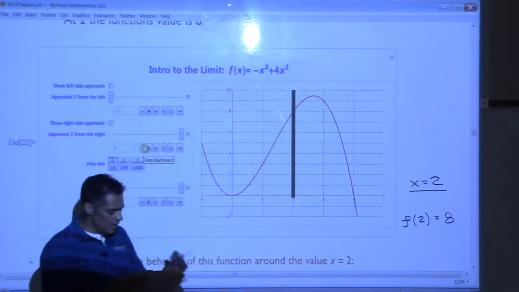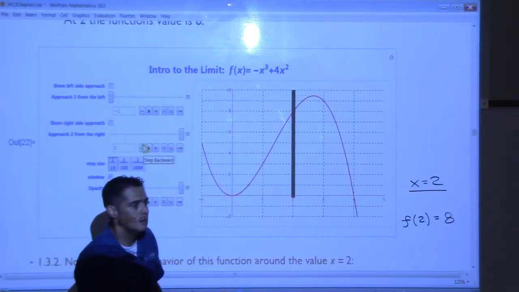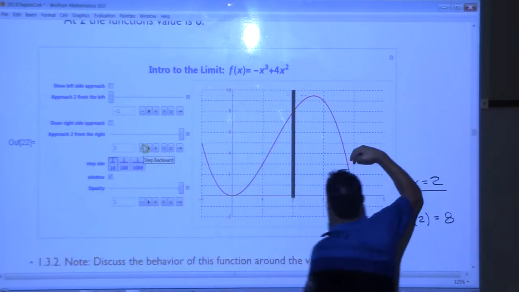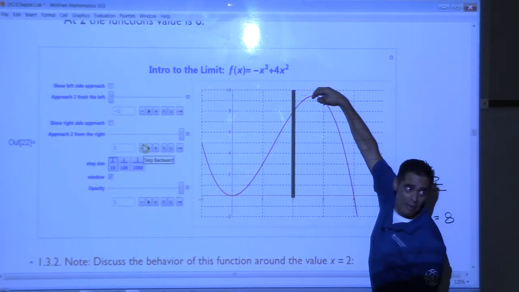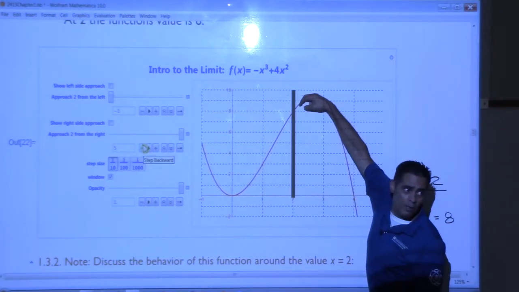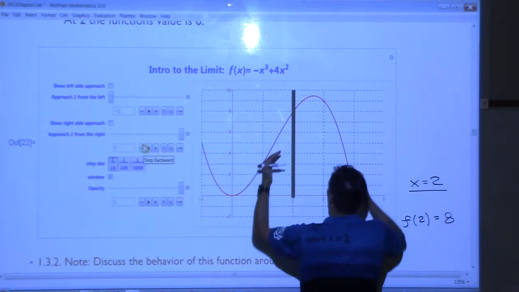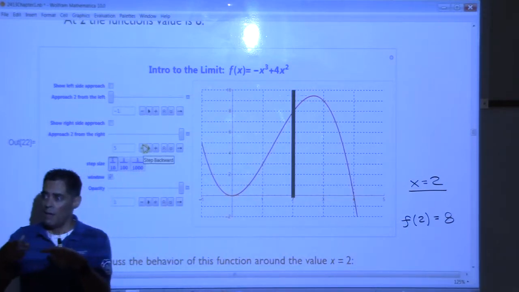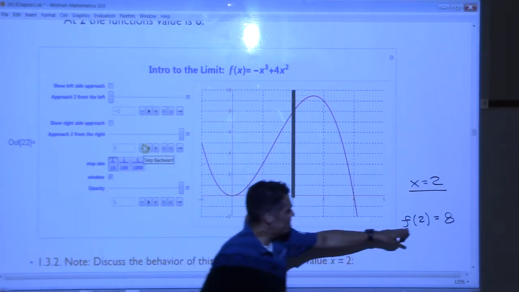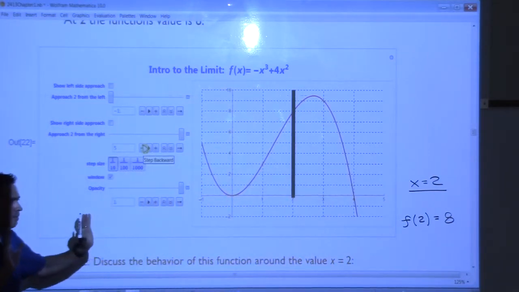Okay, so what about, is it Jamie? From the other side, if you're walking along here, you're higher than 8 right now, right? But then you come over this little hump and you come back down, and what are you approaching? You're approaching 8. So from both the left side and the right side, your function appears to be approaching 8 from both directions. And at 2, what was it? It was 8. So everything is beautiful in this problem, everything is just working out perfectly.